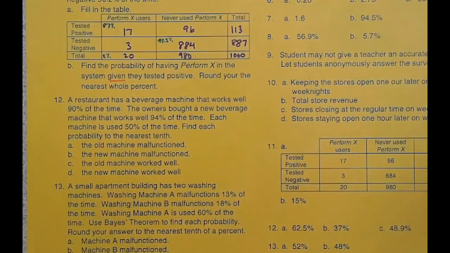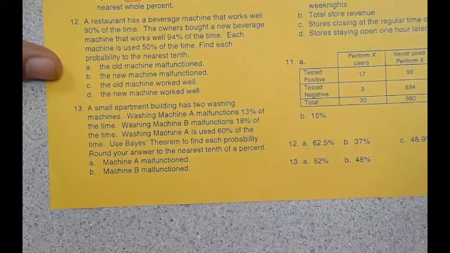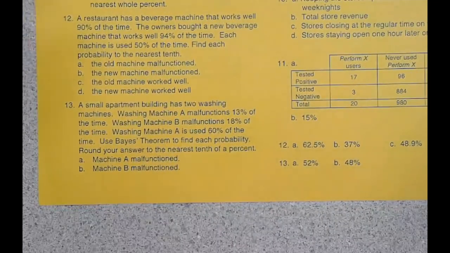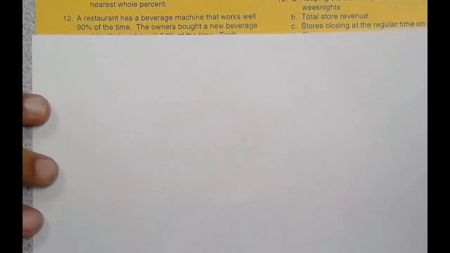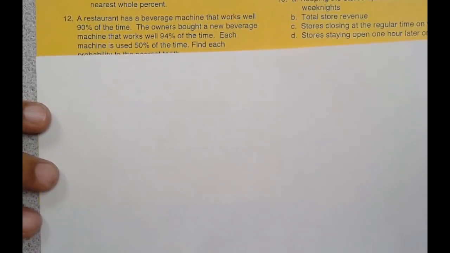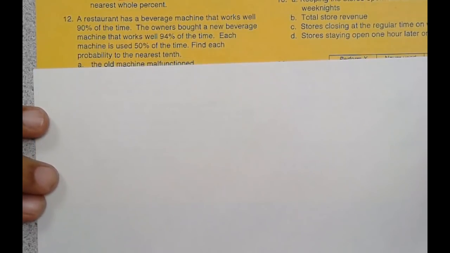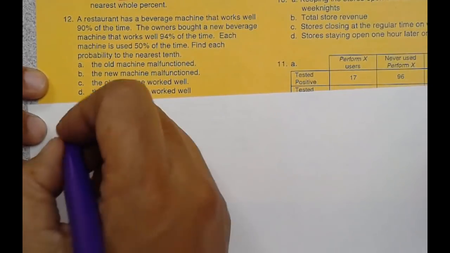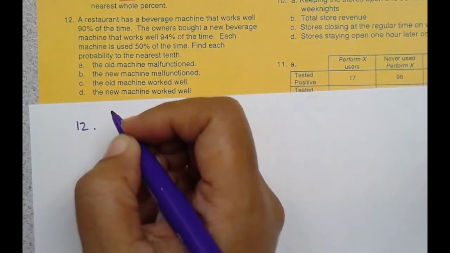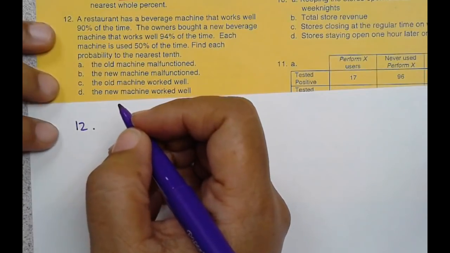Okay, so now we're on number 12. It says that a restaurant has a beverage machine that works well 90% of the time. The owner bought a new beverage machine that works well 94% of the time. Each machine is used 50% of the time. Find each probability to the nearest tenth.